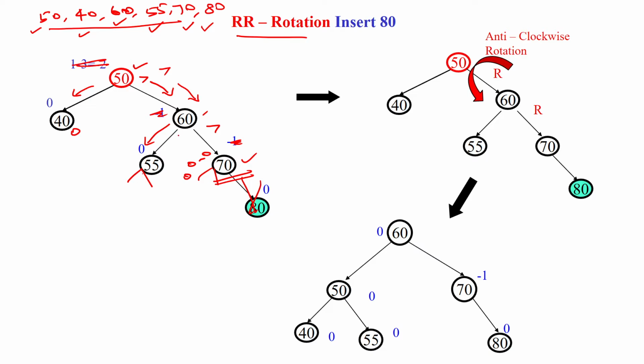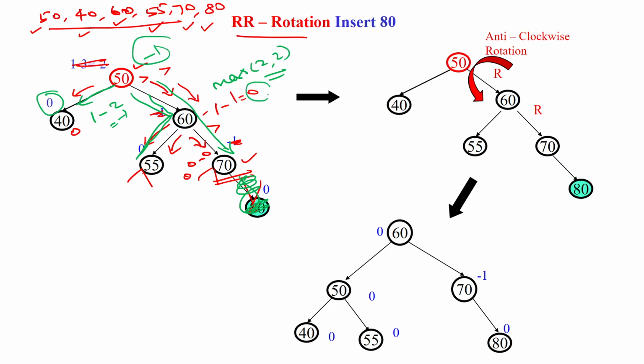Then height of the left subtree is 1, height of the right subtree is 1, so it is also 0. Then when you are checking the balance factor for the 50, height of the left subtree of the 50 is 1 minus height of the right subtree. Two paths are there, in this path 2, this path also 2, so we take the maximum of 2 comma 2, which is 2. So 1 minus 2 is minus 1. Until now, all the nodes satisfy the AVL tree property.